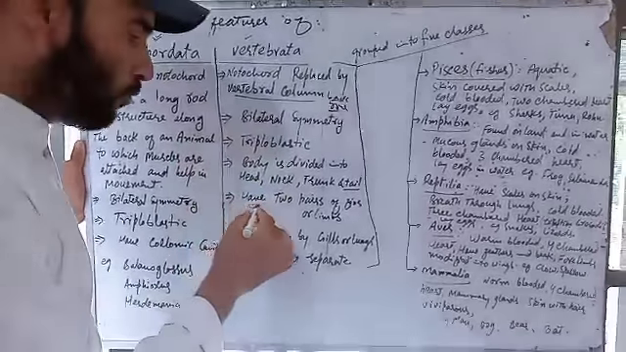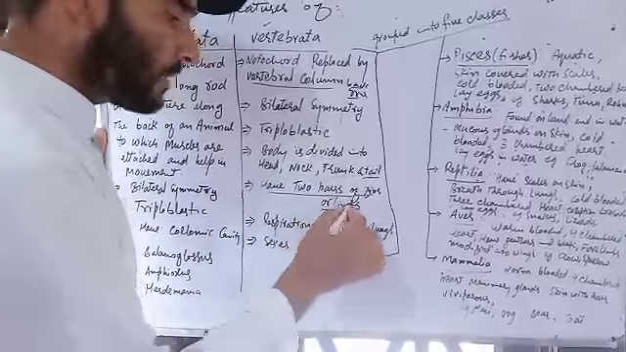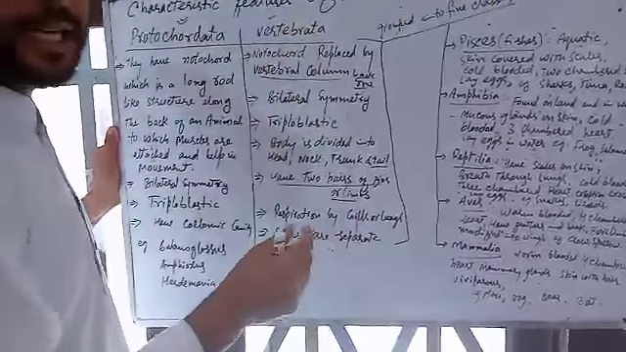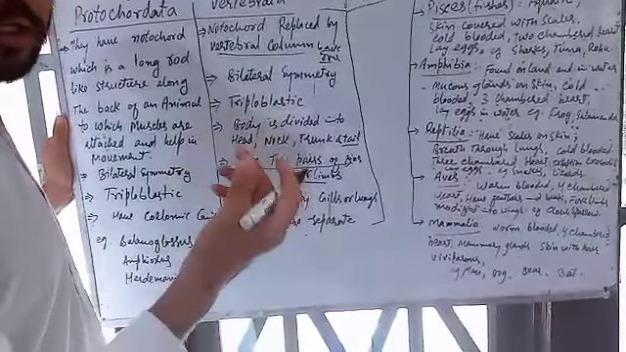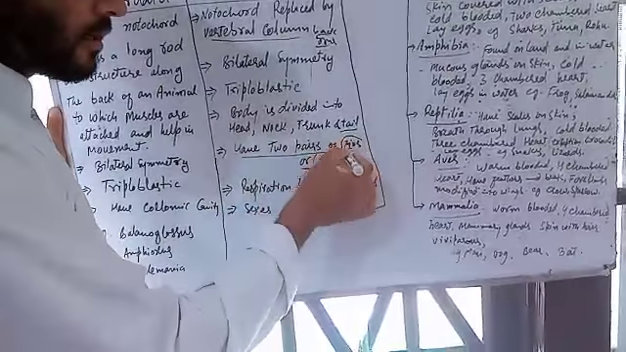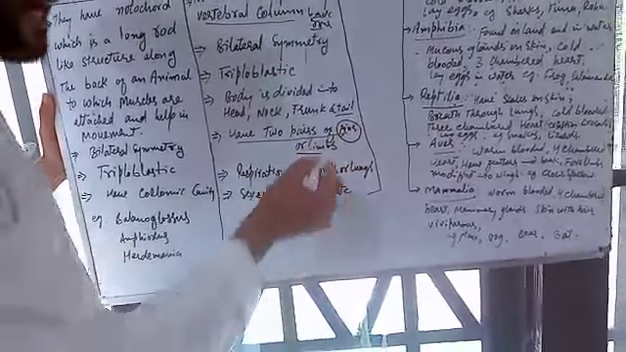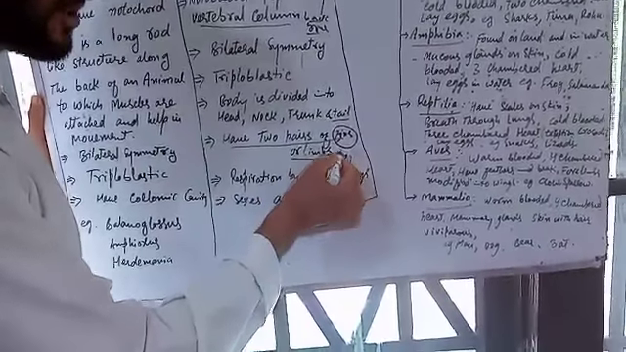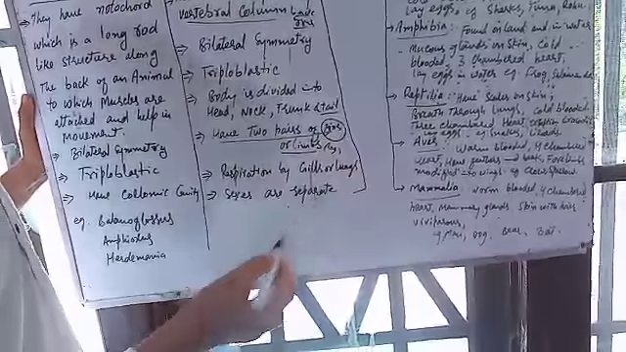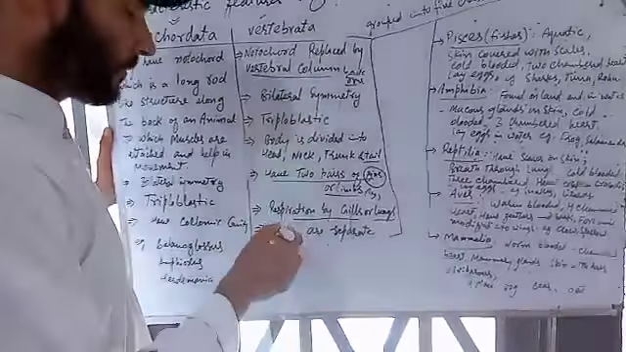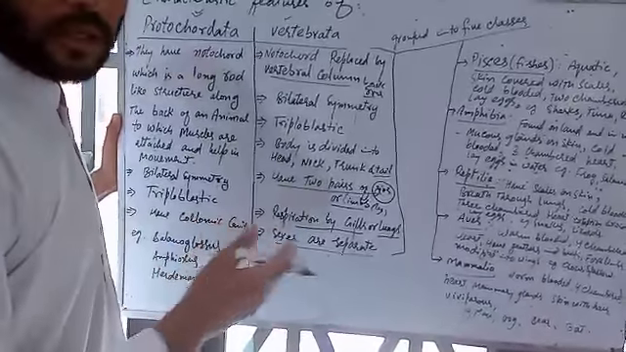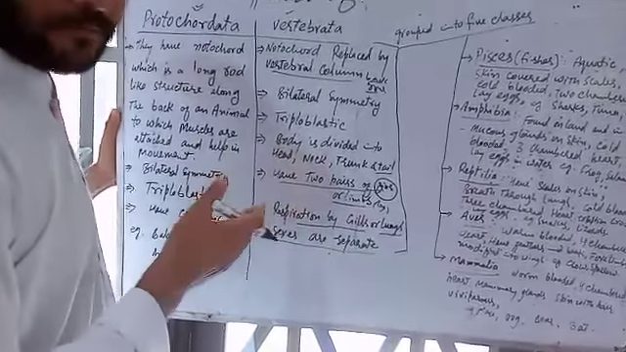Next, they have two pairs of fins or limbs. The animals in this category can have two pairs, that means four in number. Two pairs of fins, or fins and limbs, or you can say leg-like structures, which are usually meant for movement or locomotion. Respiration by gills or lungs. These animals can respire through gills or through lungs. Sexes are separate. That means males and females are different.